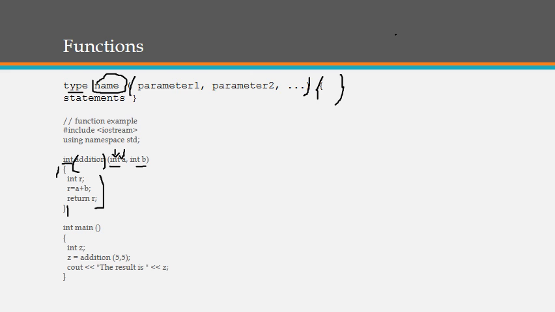In this example, we see that there's a declaration of a variable r of type int. Then we see that the two parameters being passed are added and the result is assigned to r, and what is returned is r. We see another function, int main. Very interestingly, you see here that there is no parameter.